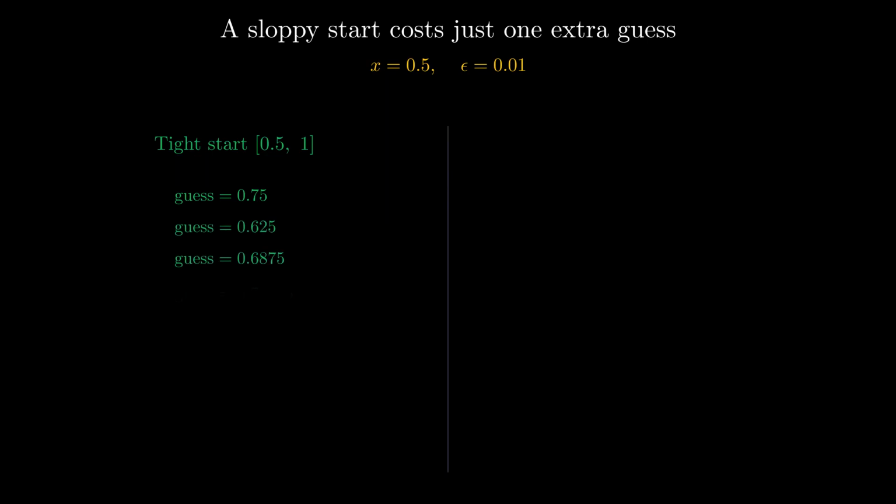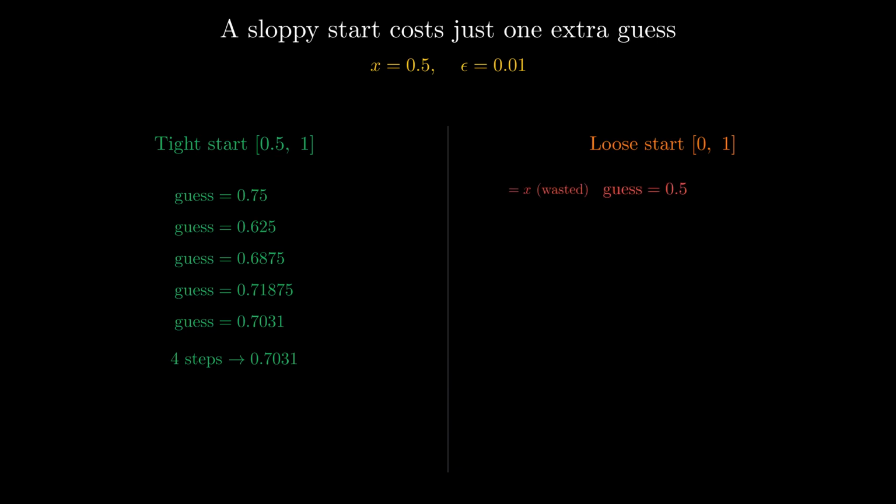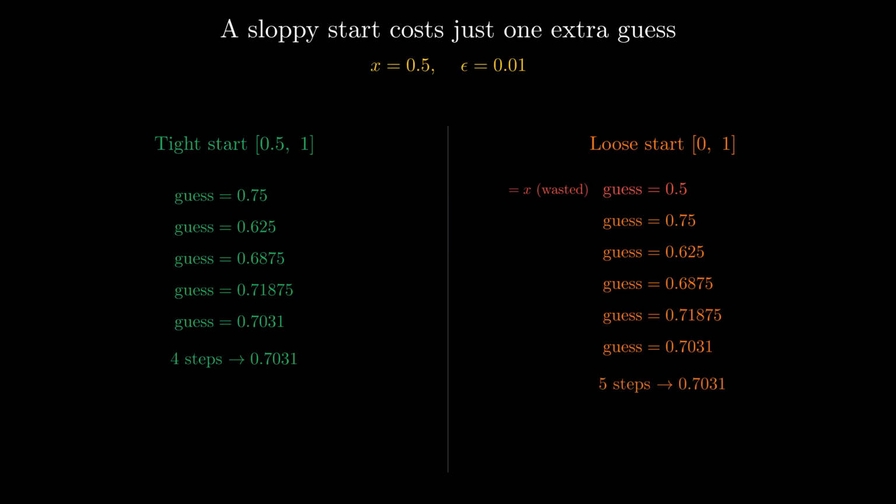With a tight interval from 0.5 to 1, the search settles on about 0.703. With a loose interval from 0 to 1, the first guess is the midpoint 0.5, which is x itself. The loop spends one extra pass climbing past it, and then settles on the very same 0.703. One extra guess is nothing to a computer. That is the whole power of bisection. A sloppy start costs almost nothing.